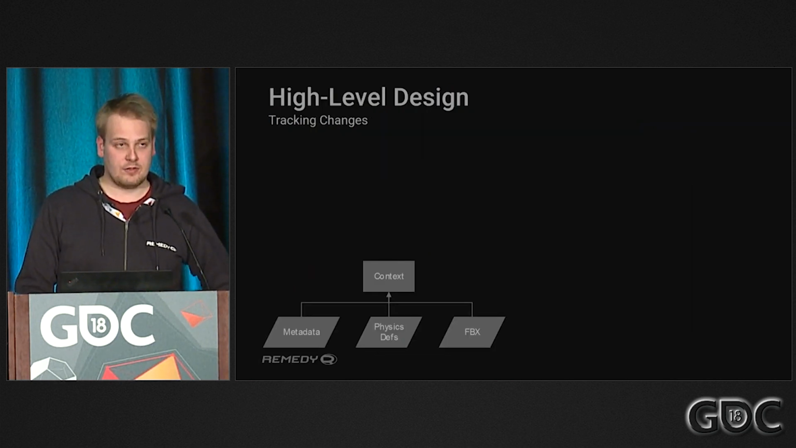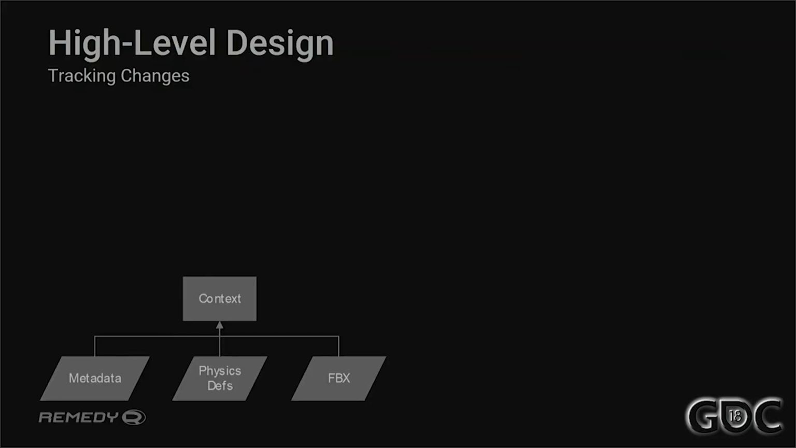The last problem we had to solve was tracking down the changes from multiple sources, like from several different files or from a database. It ended up being really simple because with the context we already have a single point of entry to all the data, and we can easily track all the changes without having to know any details about the data itself by using the observer pattern.